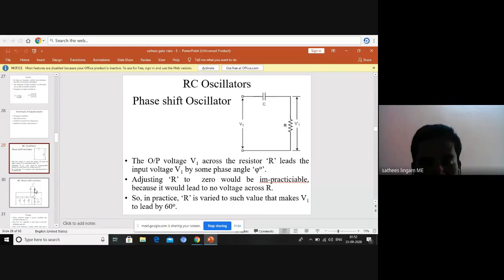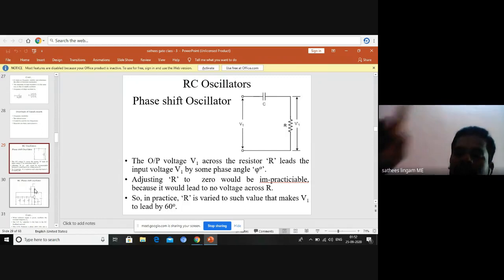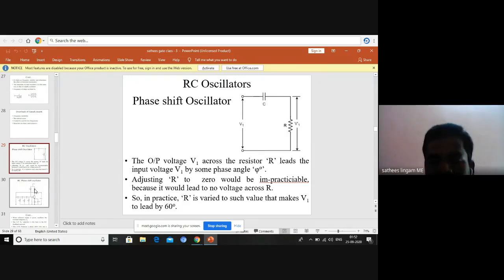V1 may be DC or AC, whatever. The thing is that after getting the charging, it won't allow. So the charging and discharging process of the capacitor is playing a role here. It is also having some phase angle, so the output voltage V1 across the resistor R leads the input voltage. Do you know what leads and lagging is?